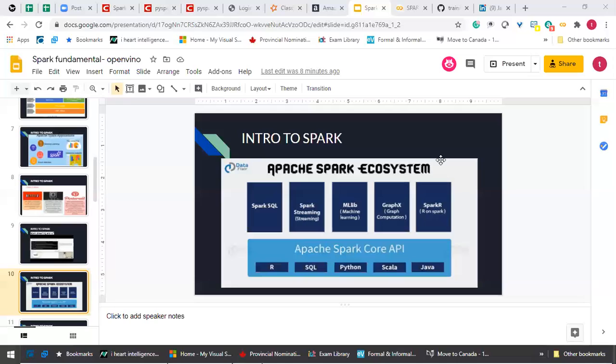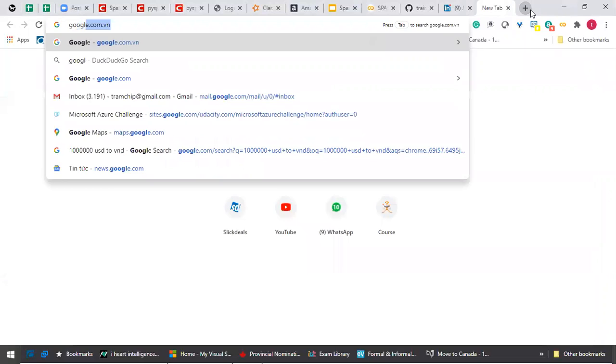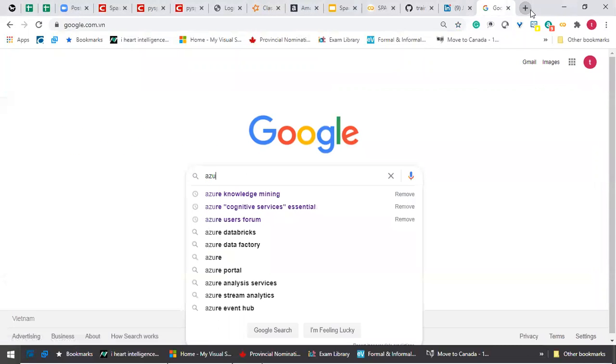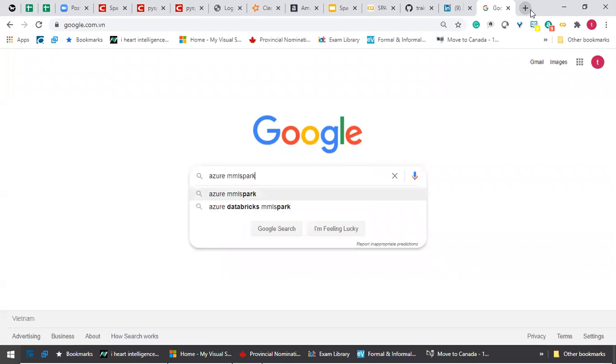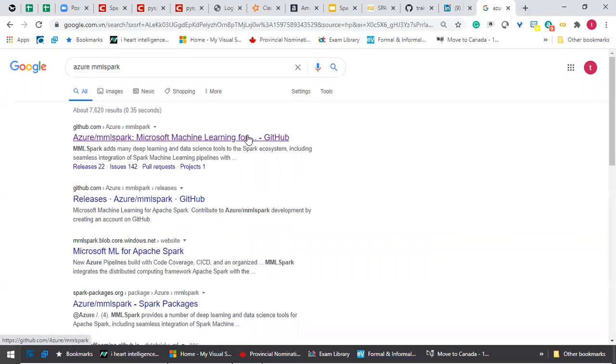MLlib is not optimized. One piece of good news is that a few months ago when I attended the Spark Summit, I saw that Azure came out with a library that is very optimized, Azure MMLSpark. You guys should definitely try it out if you have the free Azure credit.